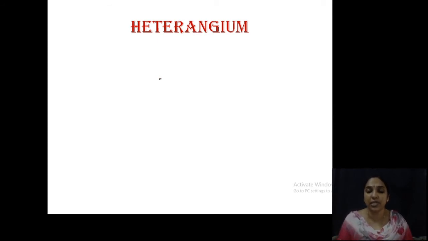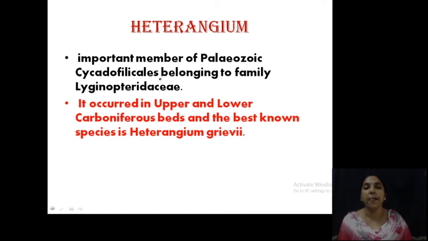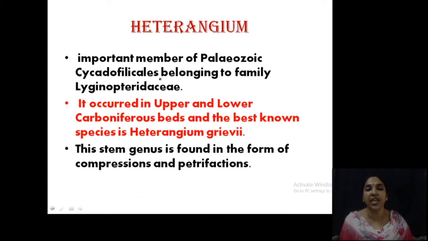I told you that it is a stem genus. And it is an important member of the Lyginopteridaceae in the Paleozoic era. It occurs in the upper and lower Carboniferous periods. The main species is Heterangium grievii, and the stem genus is found in the form of compression and petrifaction. What is compression and petrifaction? These are methods of fossil formation.